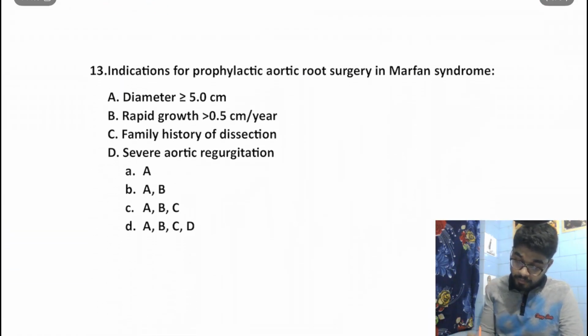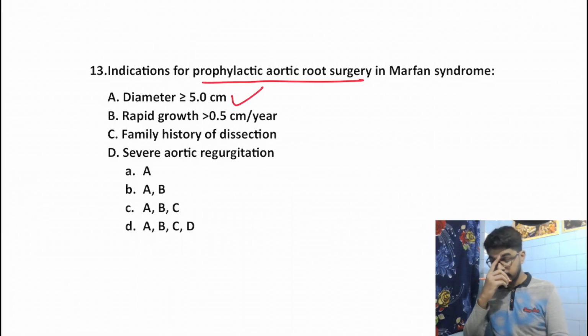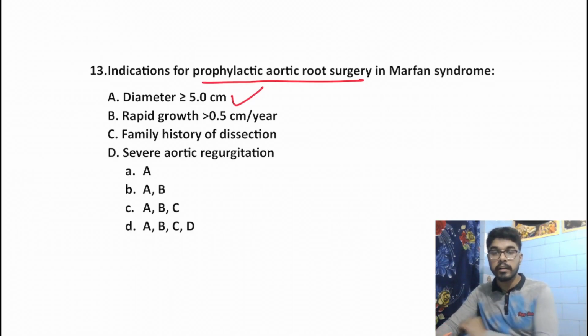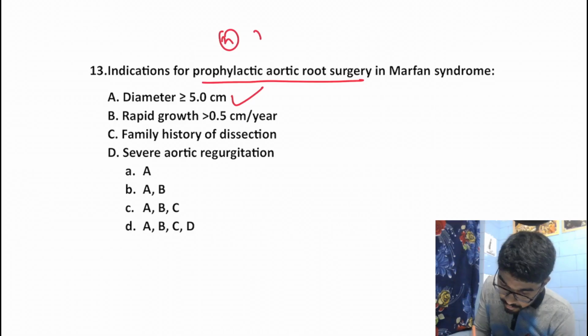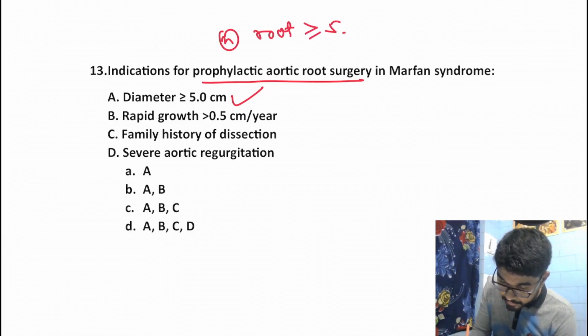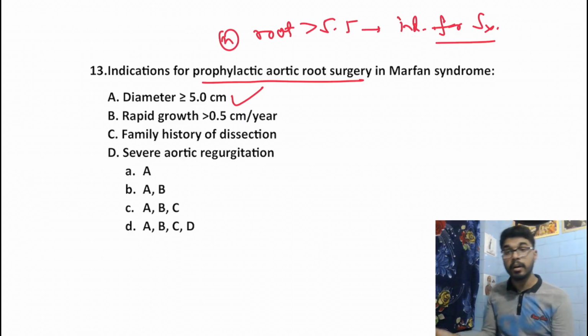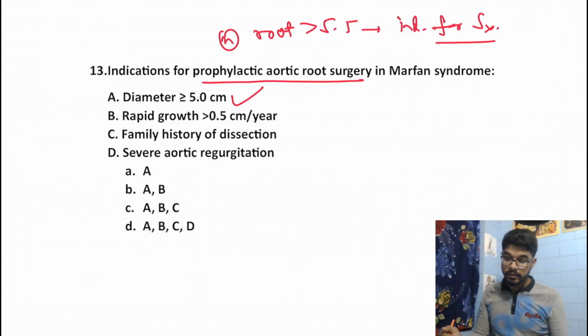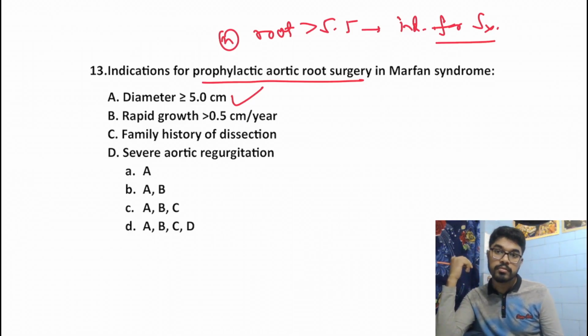Indications for prophylactic aortic root surgery in Marfan syndrome. Diameter more than 5 centimeters, yes, that's an indication. Normally, if you don't have Marfan syndrome, an aortic root diameter of more than 5.5 centimeters is an indication for prophylactic surgery. But in a patient who has Marfan syndrome, this lower limit where we perform surgery is reduced to even 4. Sometimes a diameter of more than or equal to 4 centimeters is enough to perform a prophylactic aortic root surgery.